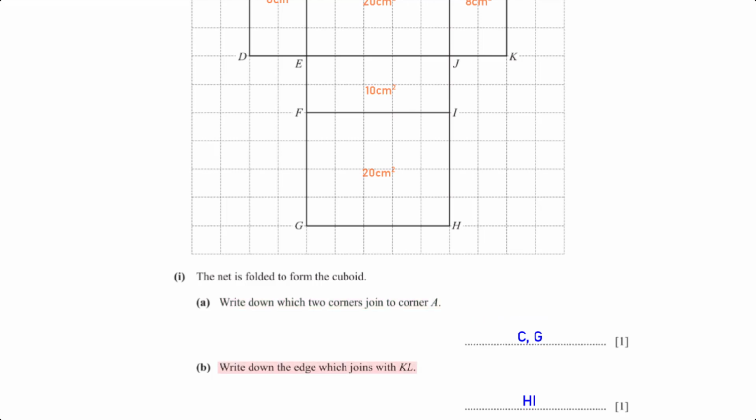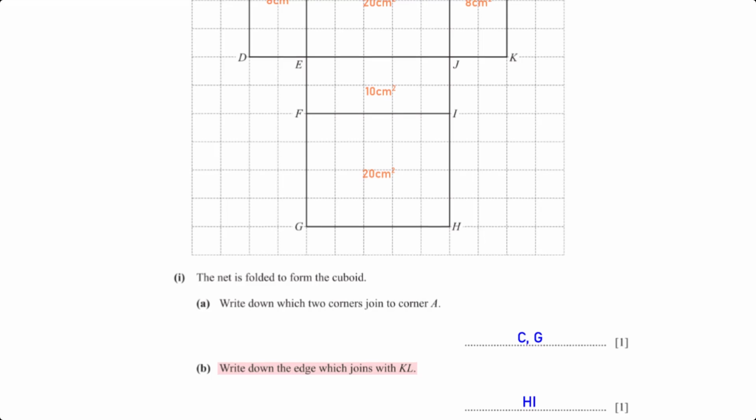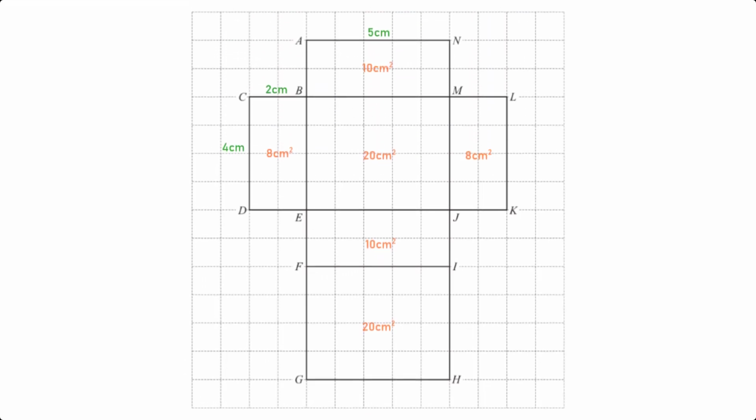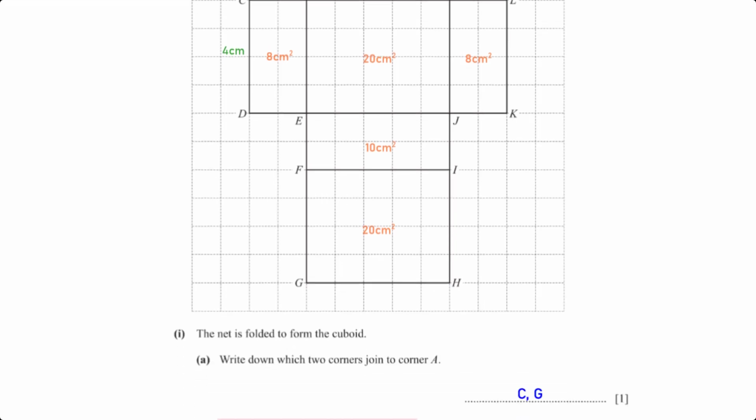Write down the edge which joins with KL. If we imagine closing the cuboid, we see that HI connects with KL.